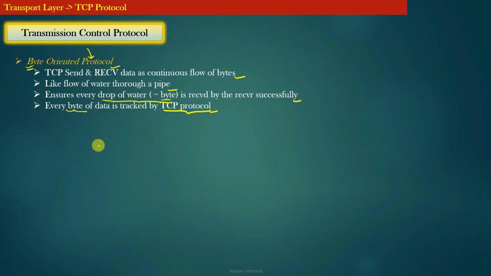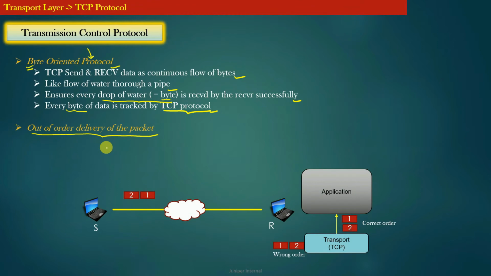So TCP is quite a robust protocol. TCP is also able to handle out-of-order delivery of packets at the receiving end. You can see in this diagram we have an application running on the sending machine S, and an application running on the receiving machine R. Suppose the application generates two packets, packet 2 and packet 1. The TCP on the sending machine S has injected two packets into the network.